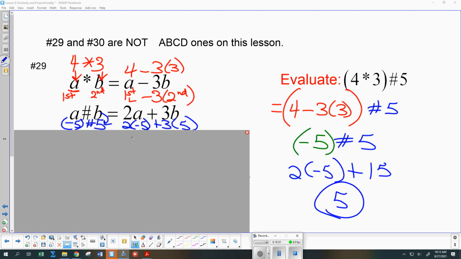It's kind of weird. It's just saying, if you have a star, use this formula. So if you want, write down your formula and write down, I need to do 4 star 3. So A is 4, B is 3, plug into the formula. That's all you're doing. But notice, that was in parentheses, so the star was first. And then on the right of that, you had to put pound 5.